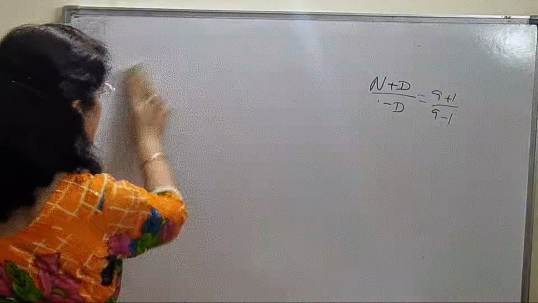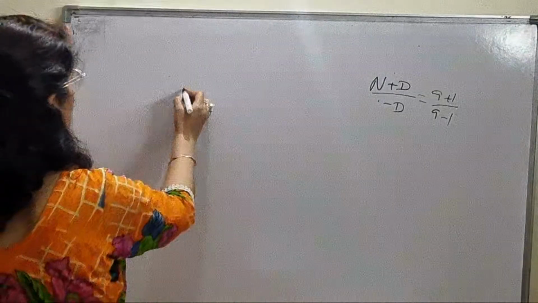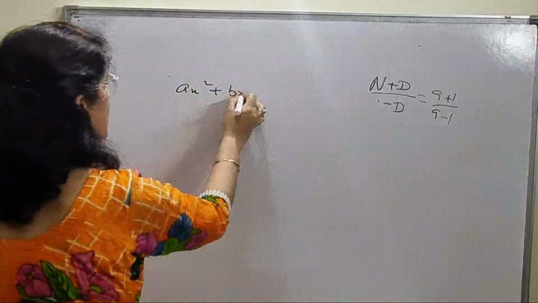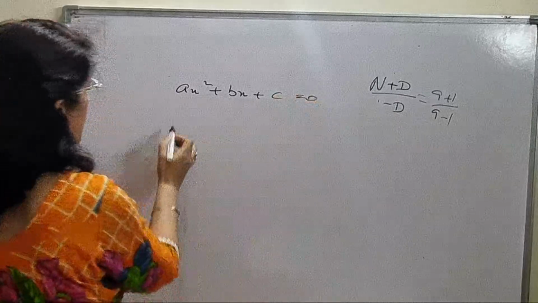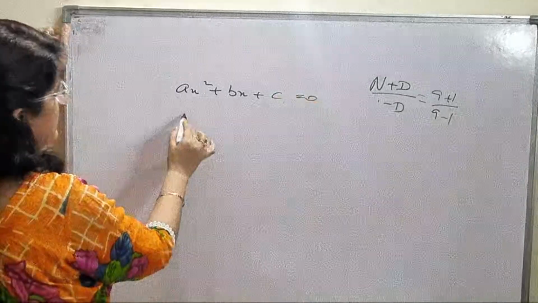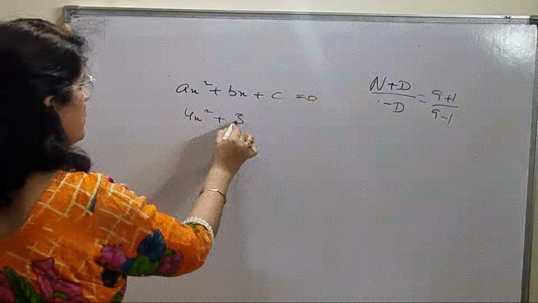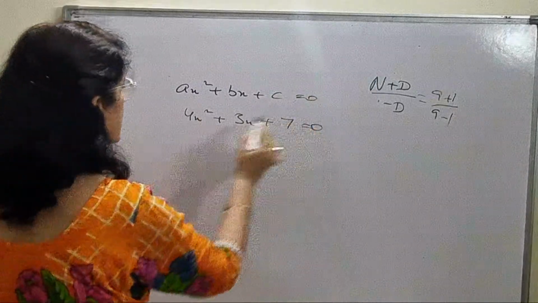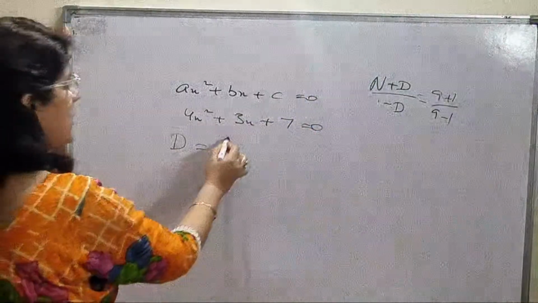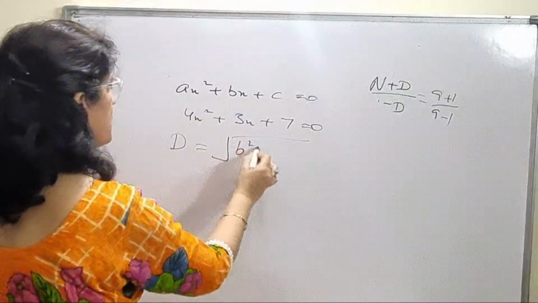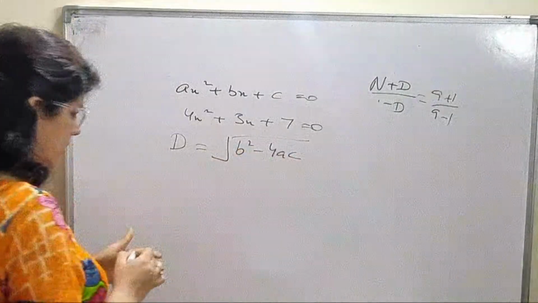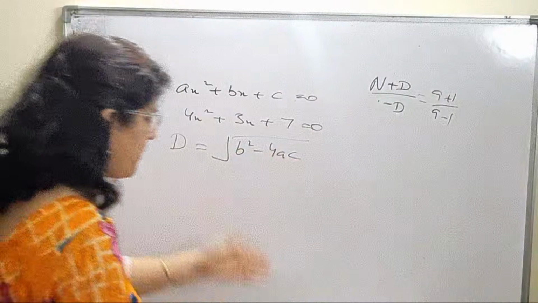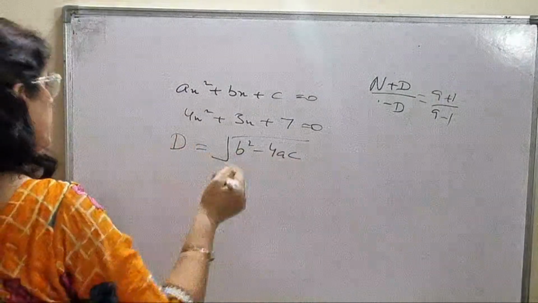A quadratic equation is just a formula, like ax square plus bx plus c equal to 0. So you just need to calculate d first. Like this one: 4x square plus 3x plus 7 equal to 0. So we are calculating d, and the formula for calculation of d is b square minus 4ac. So first calculate this separately and then put it in the formula itself.